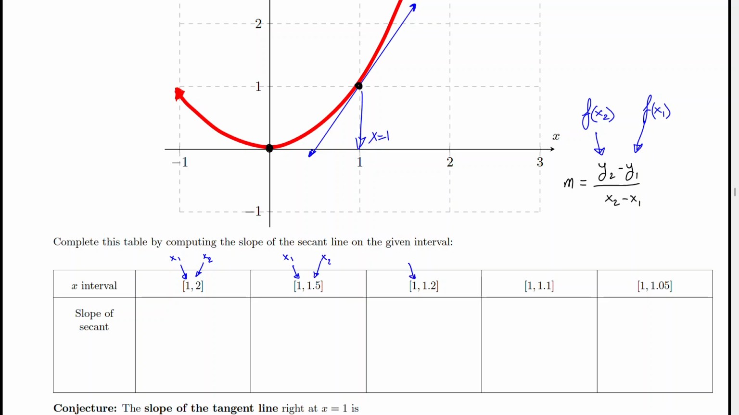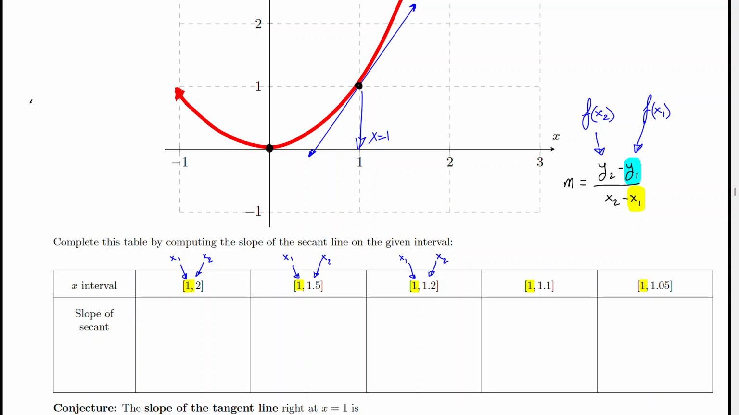And then again with x1 being 1 and x2 being 1.2, and so on and so forth. So notice how we're always keeping the same x1 for every estimate. And we're going to do this 5 times, and we're keeping the same x1. So the formula, the fraction that we're going to have, will have the same number on the denominator x1. And the y1 will always be the same because that's just plugging in x1 into the function f of x.